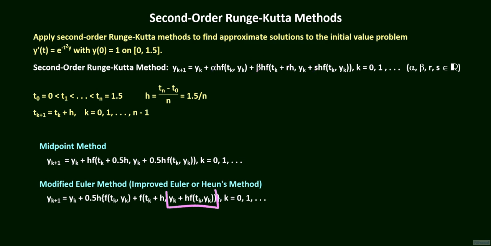This part of the modified Euler method is the preliminary predicted value for y sub k plus 1. We call it yp. And so we write the recursion for the modified Euler method in the following way.